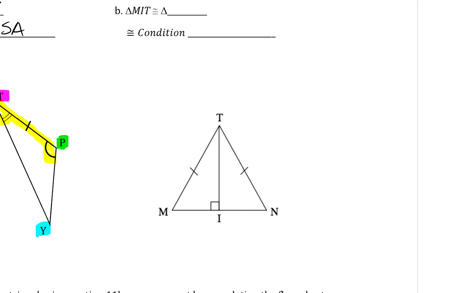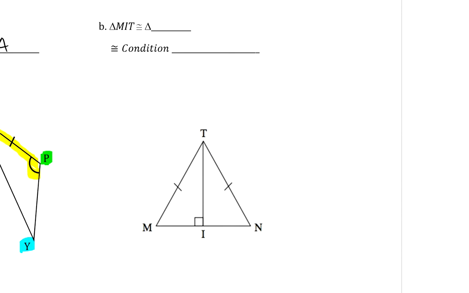For the other two triangles, I've got triangle MIT. M goes to the I, and then jumps all the way up to the letter T. So MIT, I can see that pattern. It's purple, green, blue. Are these triangles actually congruent? Let me think about this.